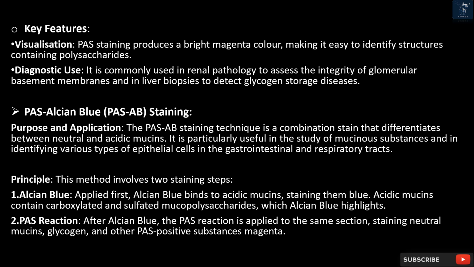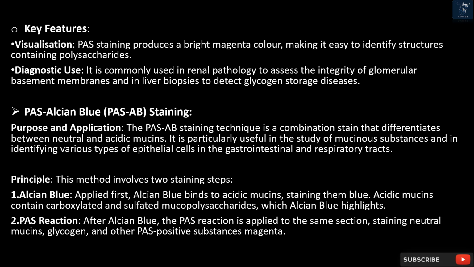PAS-alcian blue, PAS-AB, staining. Purpose and application. The PAS-AB staining technique is a combination stain that differentiates between neutral and acidic mucins. It is particularly useful in the study of mucinous substances and in identifying various types of epithelial cells in the gastrointestinal and respiratory tracts. Principle.